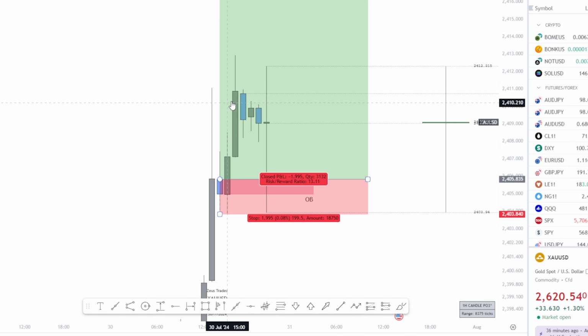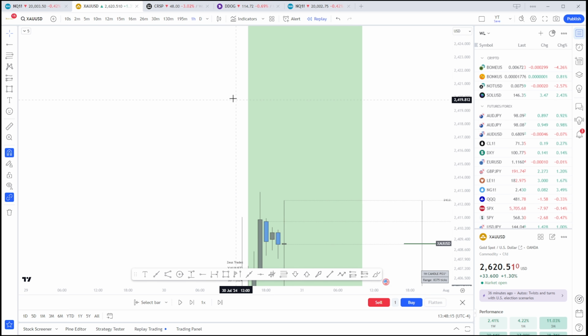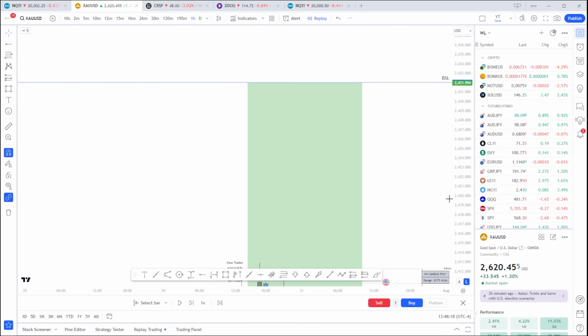You never want to be buying the highs or buying the lows, because like I said, smart money concepts is not buying the highs. They're going to manipulate retail out of the trade, come back into the order block, and then expand back up to the drawn liquidity.